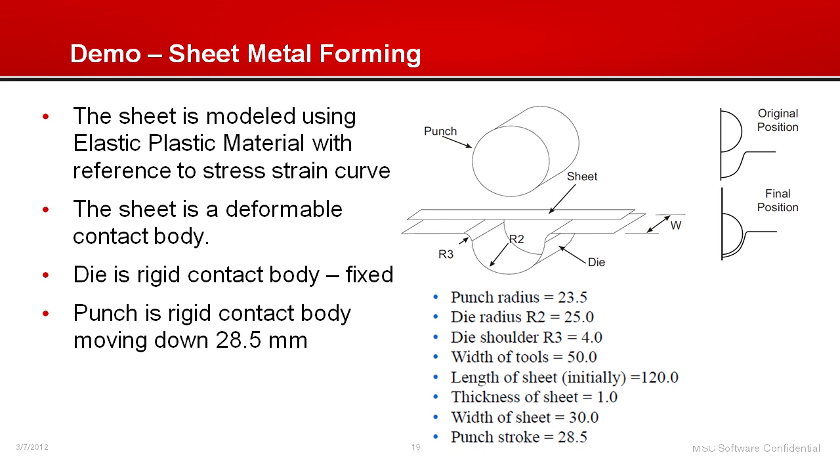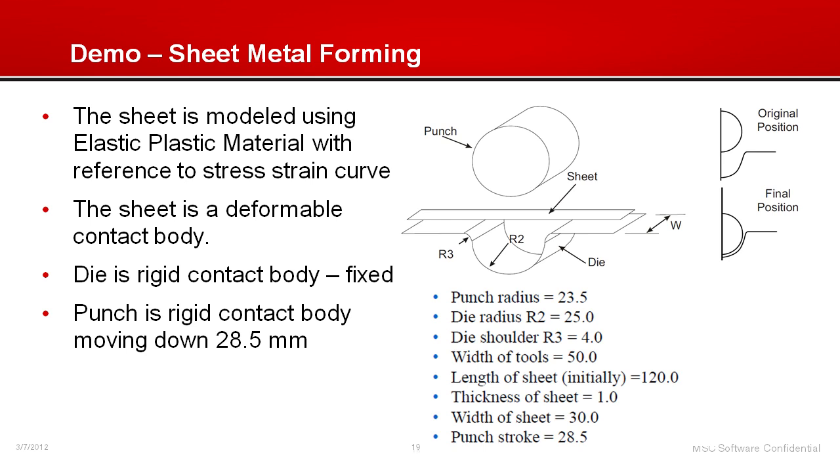Again, the goal is to have the punch move down by 28.5 millimeters and look at the metal forming simulation. You can see here on the right hand side the original position of the punch and the final position of the punch when it does the metal forming process.